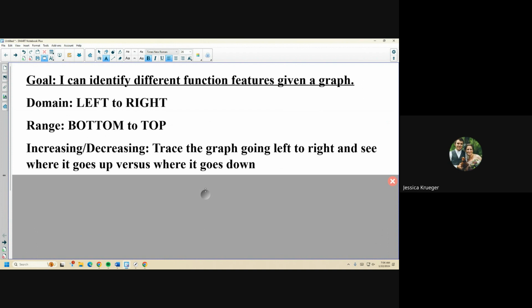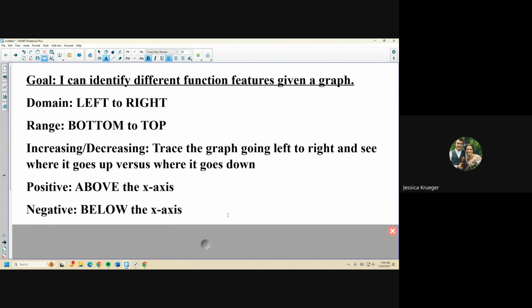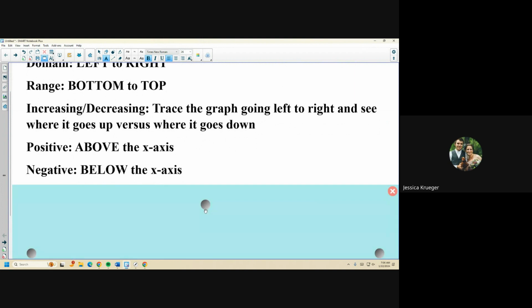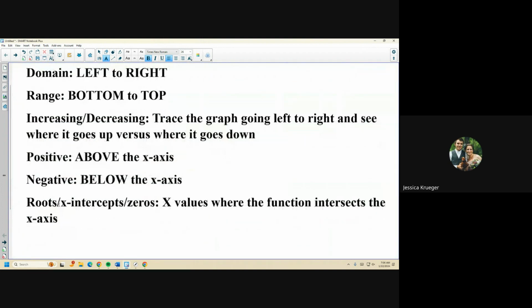Increasing and decreasing. To figure out where a function's increasing and decreasing, you trace the graph going left to right and see where it's going up versus where it's going down. Positive means above the x-axis. Negative means below the x-axis. And then the very last thing is the roots, the x-intercepts, or the zeros. These are all describing the same thing. These are x values where the function intersects the x-axis.